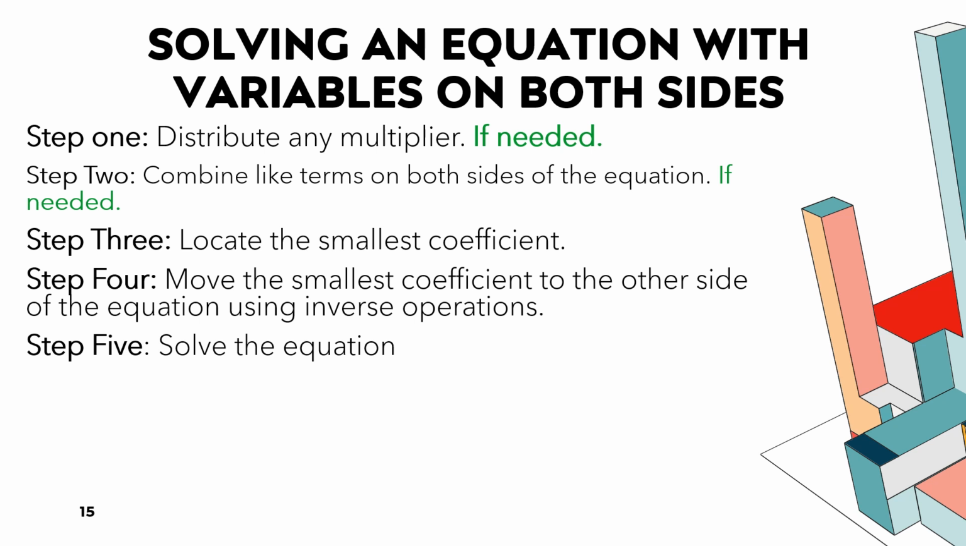Let's break down solving equations with variables on both sides into easy steps. First, check if you need to use the distributive property. Sometimes you will, sometimes you won't. Next, combine like terms on both sides of the equation to simplify things. Now, here's a tip: move the smallest variable term to the other side. This usually makes things easier. Use inverse operations to get that variable alone on one side. Finally, solve the equation like you've done before. You've got this. Let's work through some examples together.